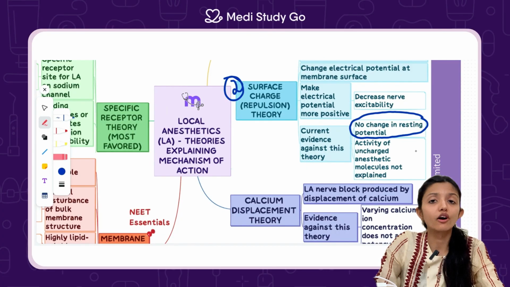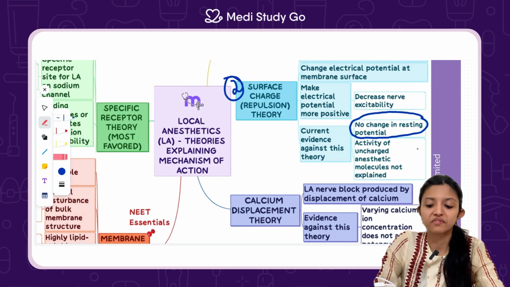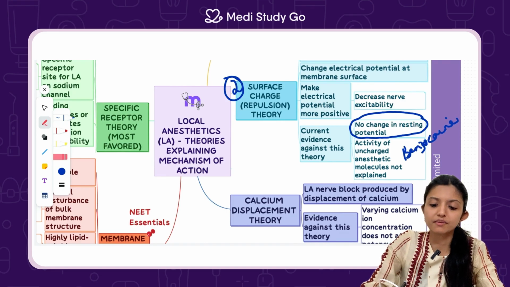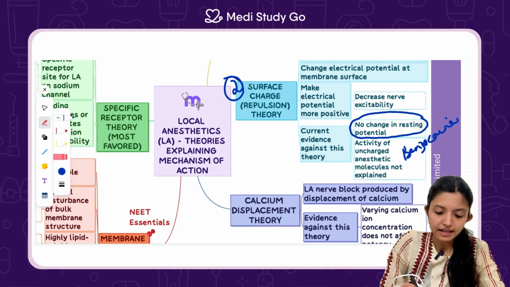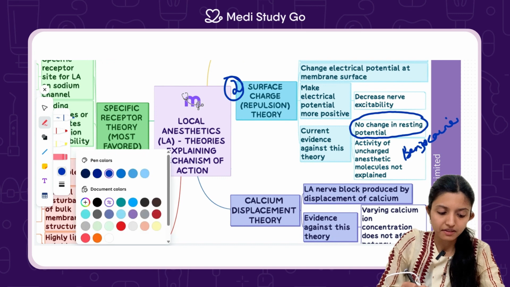This theory could not explain how some uncharged anesthetic molecules were passing through. Examples are like your benzocaine. So although this is the most commonly proposed mode of action, it still could not explain benzocaine working. The next theory which came was the calcium displacement theory.